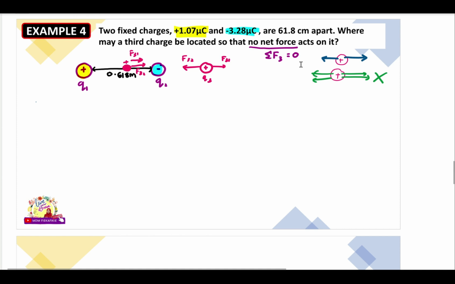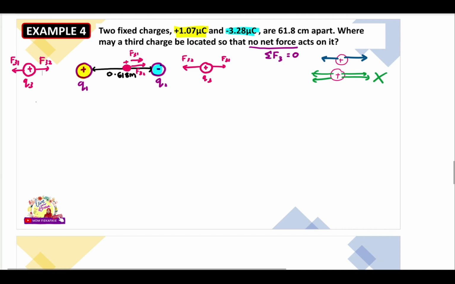Tapi kalau kita letak sebelah Q1 boleh tak? Kalau saya letak dekat sini, kan? Sama juga. Positif, tengok sini, positif. So dia akan repel in this direction to the left. So dia akan jadi macam ni lah, F on 3 due to 1. Dan positif negatif, Q3 akan attracted to Q2 to the right. So dia akan jadi ke sini, F on 3 due to 2.